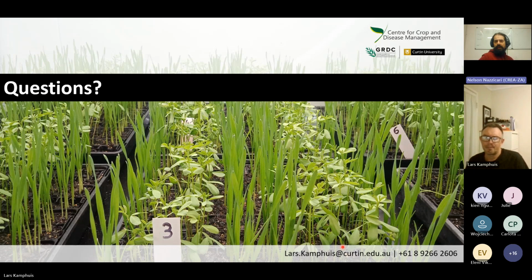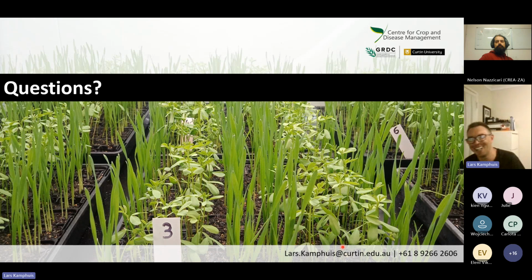Somebody in the chat is thanking you. You mentioned the sclerotinia effort. How is it going? Do you think that you may find a similar case with sclerotinia to Ascochyta?